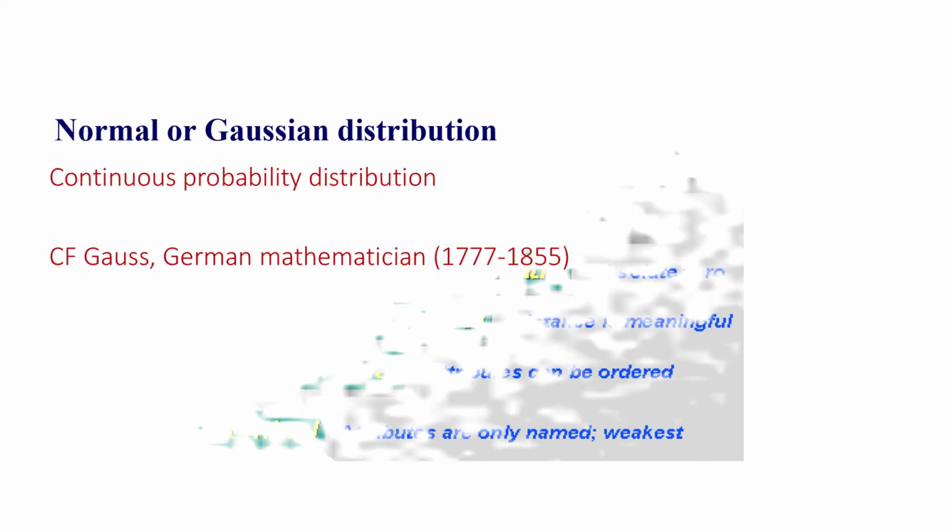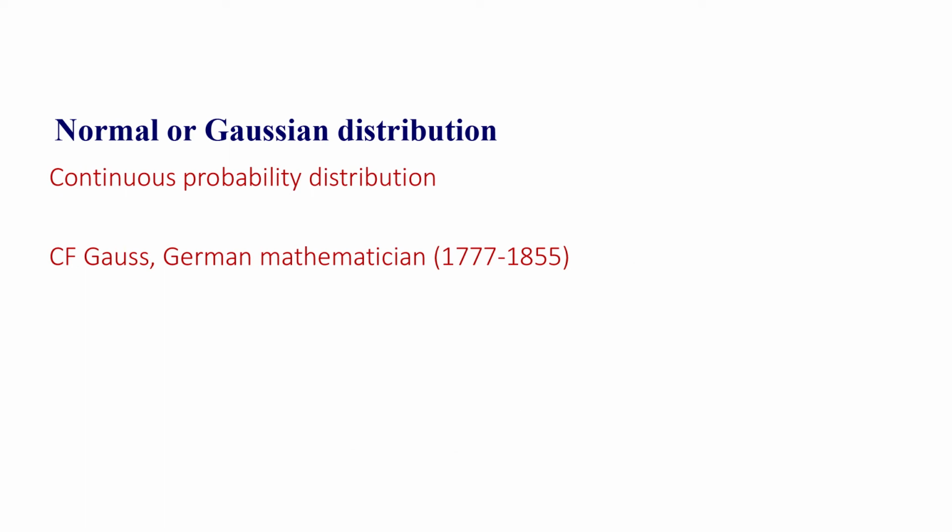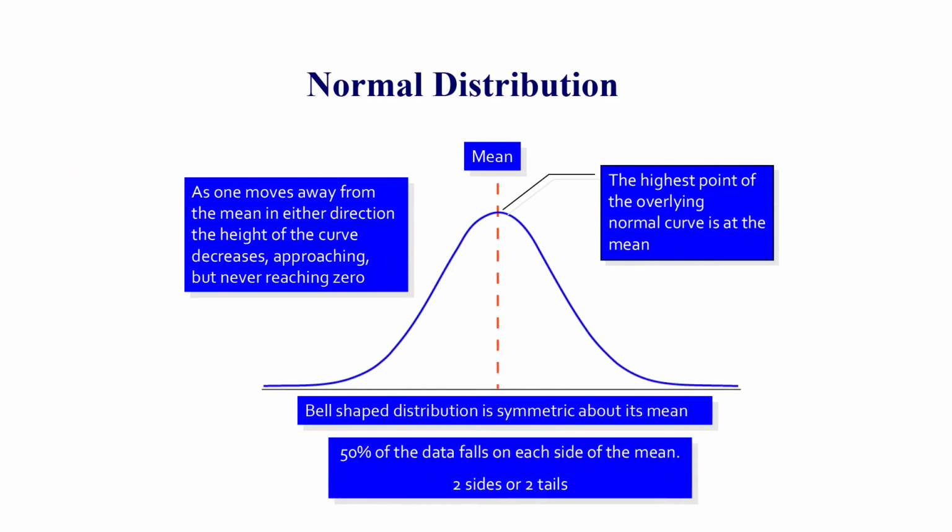So we have discussed the distribution of data. Now I am sure you must have heard the term normal distribution or Gaussian distribution. This normal or Gaussian distribution is also known as the continuous probability distribution. So it is obvious that the distribution is applicable only to continuous data. The German mathematician C.F. Gauss invented this distribution curve, and that's why it is also called the Gaussian distribution.